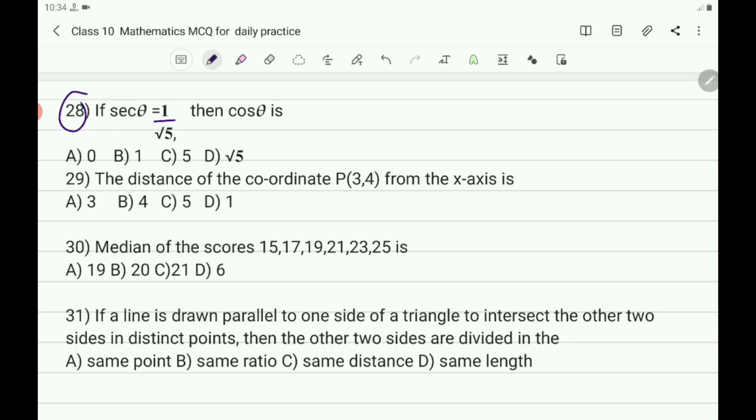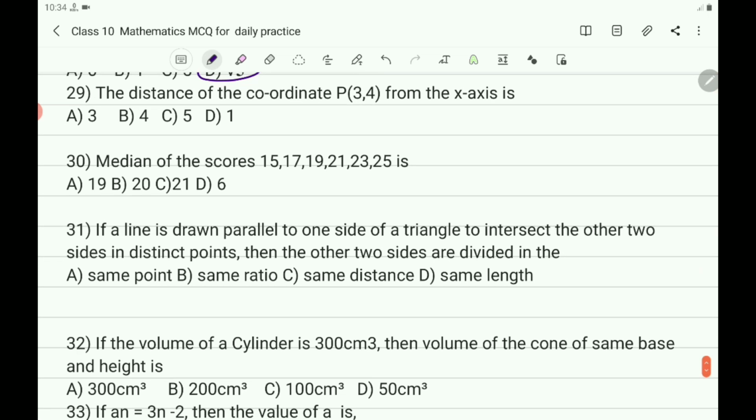Next, question number 28. If secant theta equals 1 by root 5, then cos theta is. Here you know that secant theta and cos theta are the reciprocals of each other. So you can write cos theta equals root 5. What is the reciprocal of 1 by root 5? That is root 5. Option D.